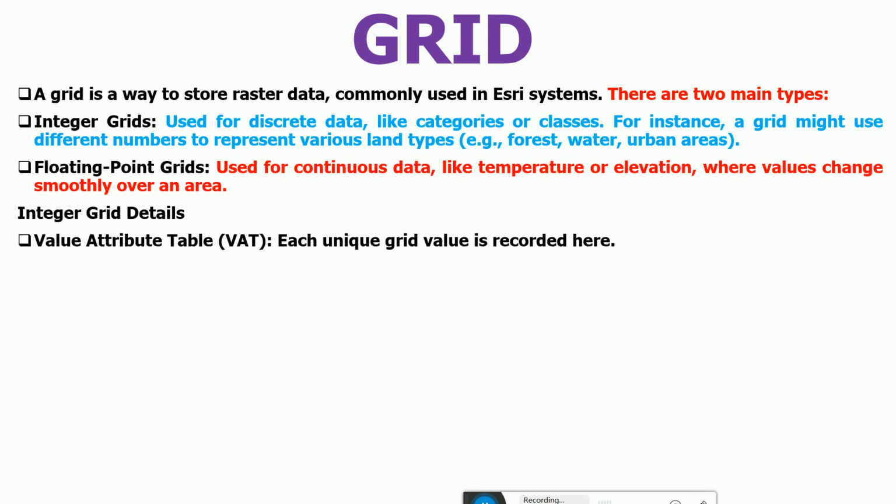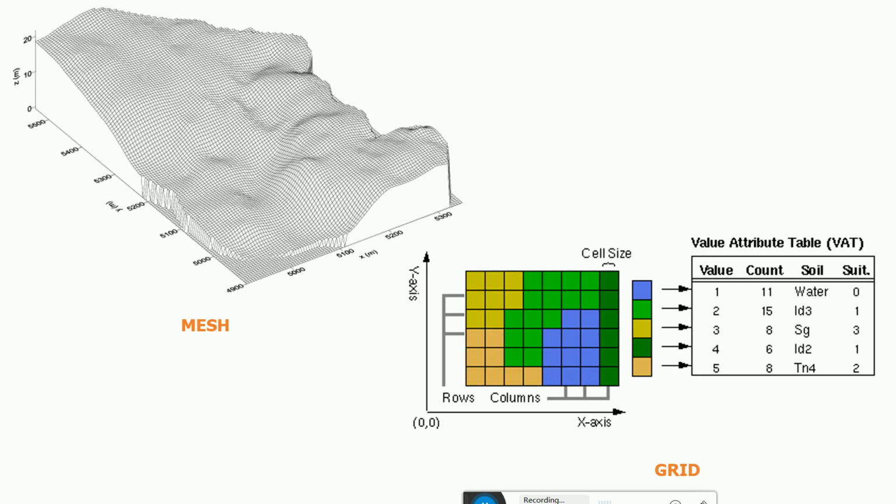Integer grids in detail. This can be stored in an attribute table that is called the value attribute table. Each unique grid value is recorded here, and value represents a specific class or type. Example, 1 for forest, just like previously, 1 for water, 2 for this one. This is the type of soil, 3 for this, 4 for this, 5. This is the integer grid.